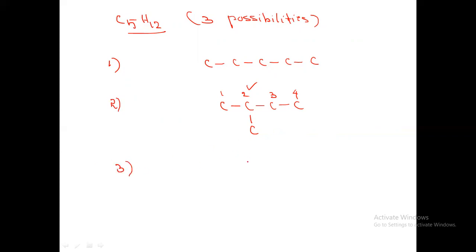Now the third possibility: change the main chain again. Make it 3, with the fourth and fifth carbons as branches. So this is the third possibility. These are the 3 possibilities with the formula C5H12. Now you can satisfy the hydrogens. You can draw hydrogens accordingly. So this will be 3 hydrogens, this will be 2, this also 2, this also 2, and this will be 3.